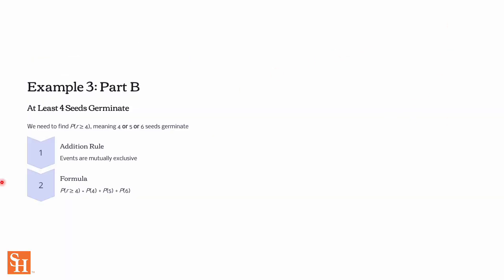Now our next question was at least 4. What is the probability that at least 4 seeds will germinate? To get at least 4 seeds germinating basically means that the number of successful germinations has to be 4 or 5 or 6, right? So therefore the probability that at least 4 seeds will germinate is the same as the probability of 4 germinations plus the probability of 5 germinations plus the probability of 6 germinations. Now we'll see how we can use the binomial table to solve this problem.